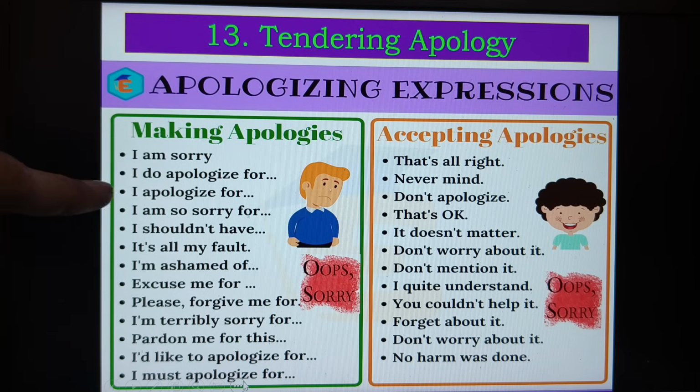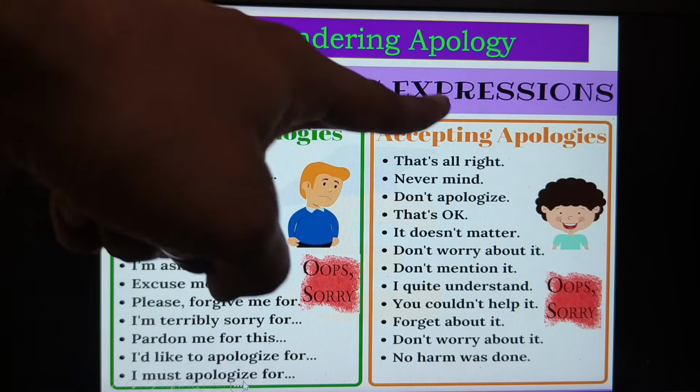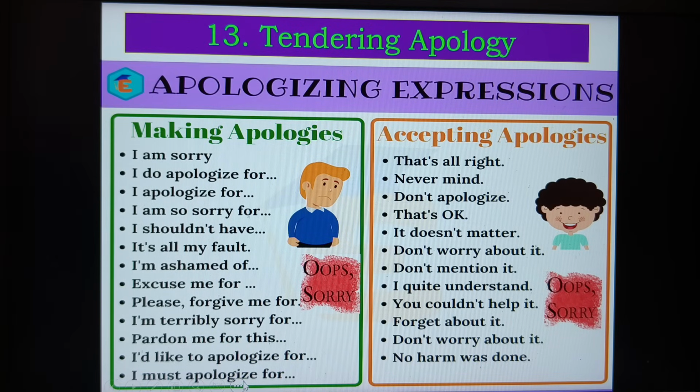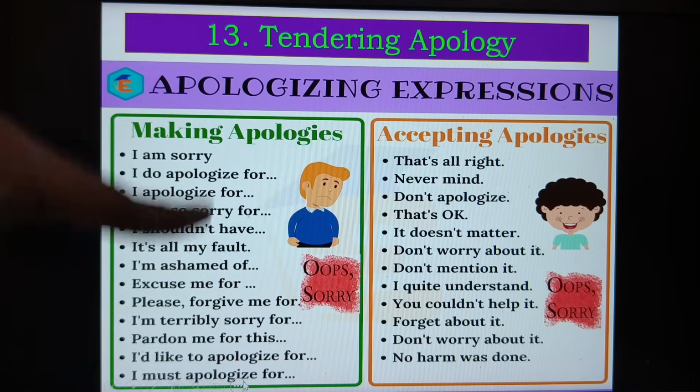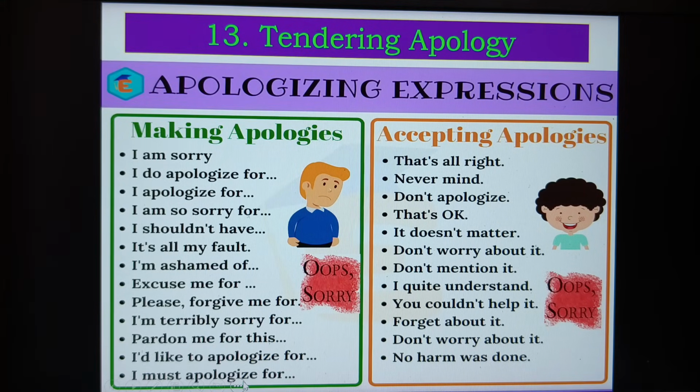Apologizing expressions. Here, if you just look at making apologies and accepting apologies. I'm sorry, that's all right. I do apologize for, never mind. I apologize for, don't apologize. I'm so sorry for, that's okay. If you just look at all these things, here there are making apologies and here accepting apologies. These are the different ways of making apologies and accepting apologies, friends.